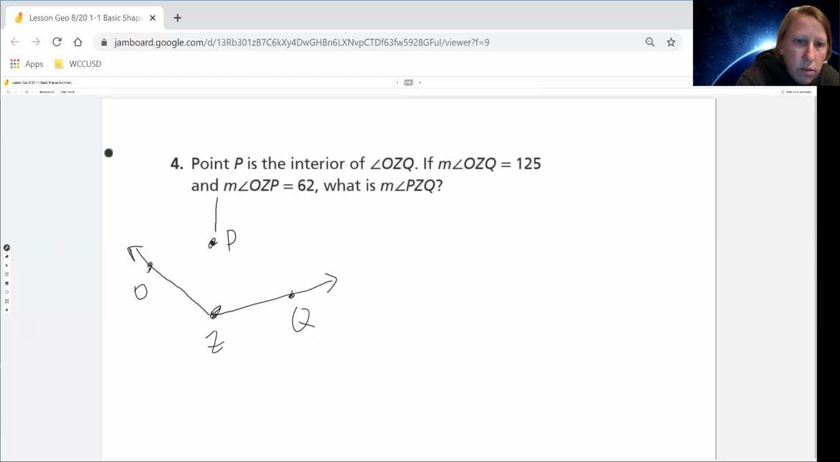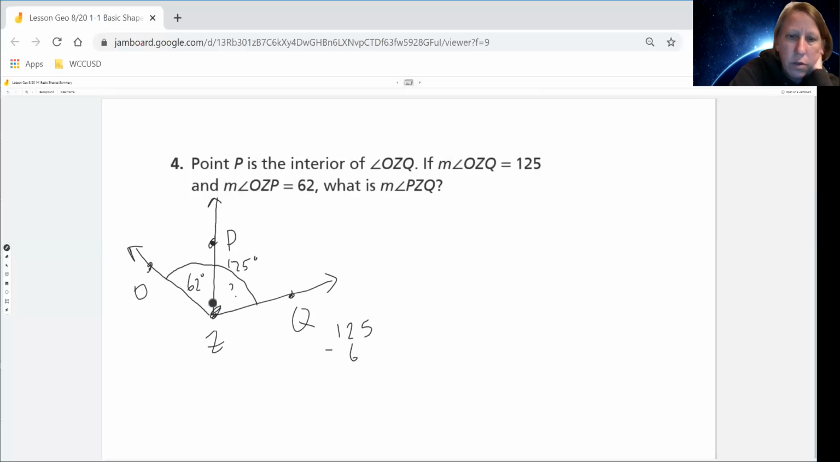And I am going to draw the angle from O to Z to P. We know that's 62 degrees, so I can put a little 62 degrees in there. And I know from O to Z to Q, that big wide angle to get from there all the way across to there would take 125 degrees of the circle. And the question is, what's the measure of angle PZQ? What do you think? Yeah, you can just do this little subtraction problem.